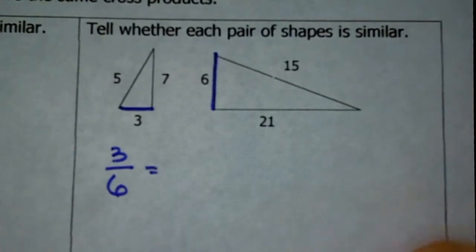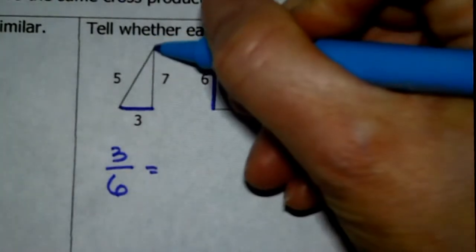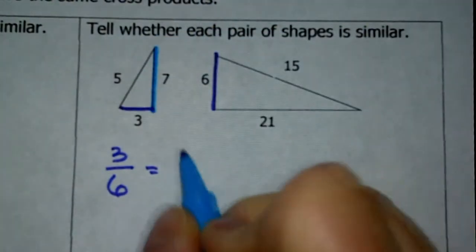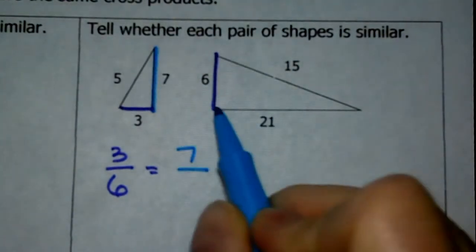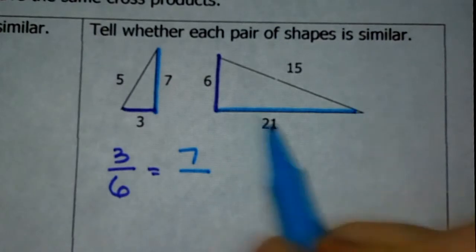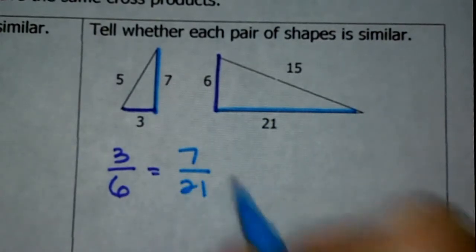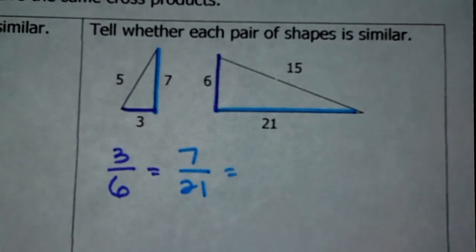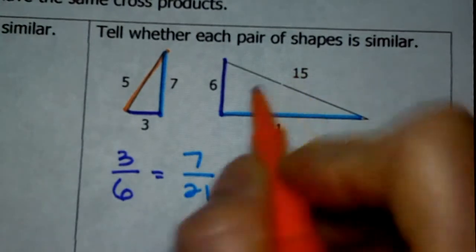So I want to see if that is equal to, now let's pick another side here. All right, I see a 7 here. So I'm going to set up a 7. And on this shape, this isn't the hypotenuse. This down here is the side length that matches. So I'm going to put the 21 with that. And now we have 1 left. This is the hypotenuse. I want to see if 5 goes with the 15.